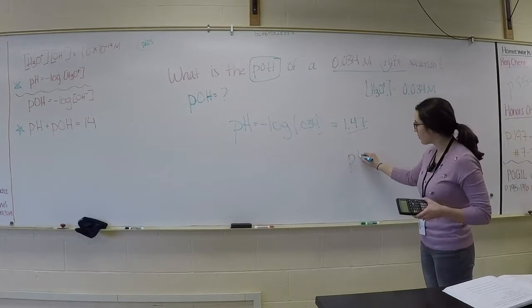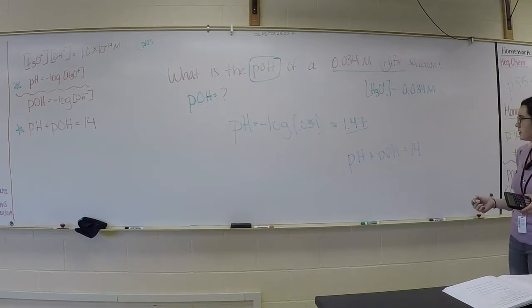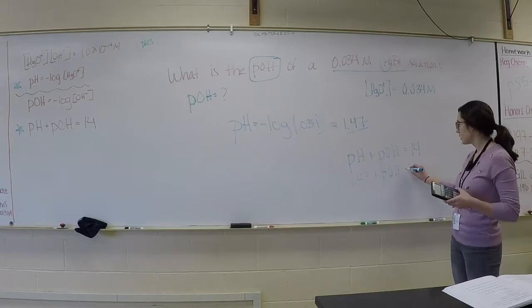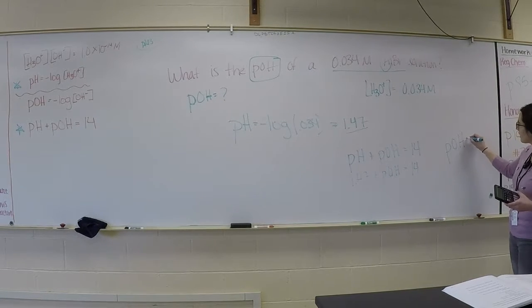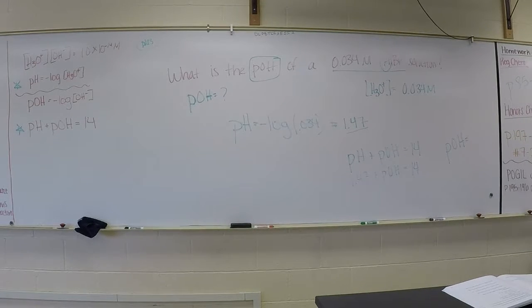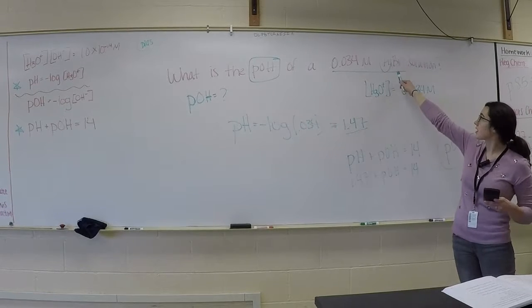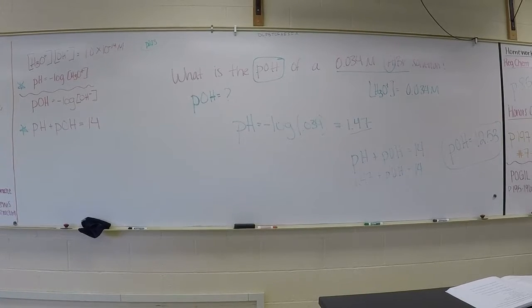So now we use the fact that pH plus pOH must equal 14. So we just take 14 minus 1.47, and your pOH equals what? 12.53. Answer. If you wanted to double check your work, look at the pH. Is that an acidic or basic pH? Acidic. Is that an acid? Yeah. We're good.